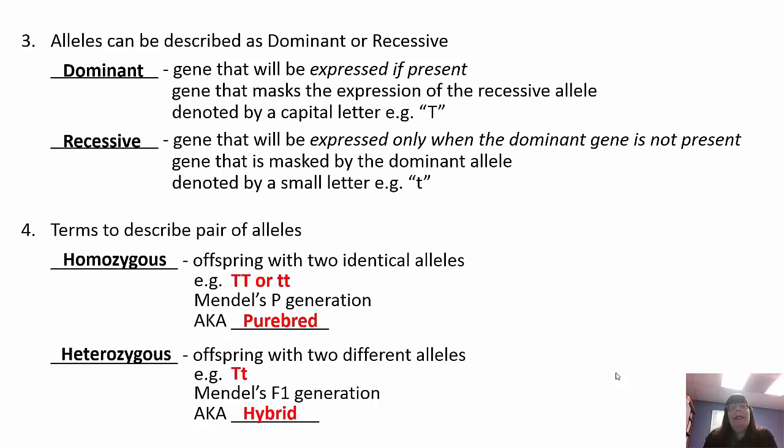So, alleles, they can be the same or they can be different. If they are the same, that says the offspring is homozygous. So uppercase T, or lowercase t. So this was Mendel's P generation, also called purebred. Heterozygous means that the alleles are different, so big T, little t. This was Mendel's F1 generation, and they're also called hybrids. So you can have a homozygous dominant, a homozygous recessive, or a heterozygote. So the homozygous dominant would be big T, big T. The homozygous recessive would be little t, and the heterozygous would be big T, little t.